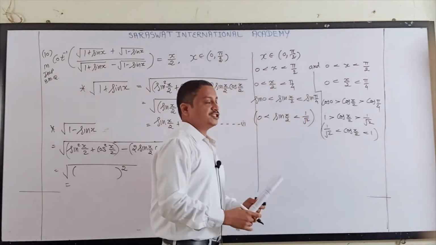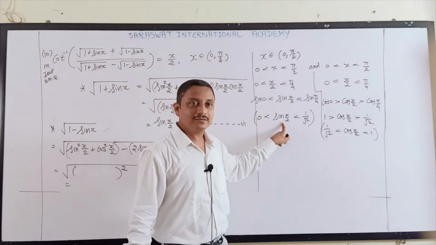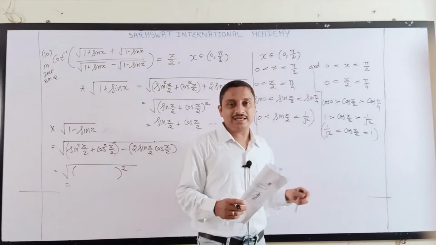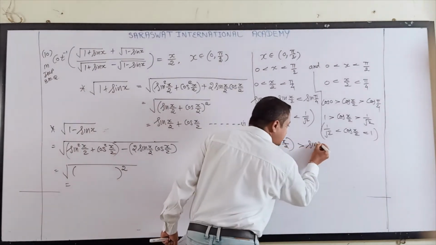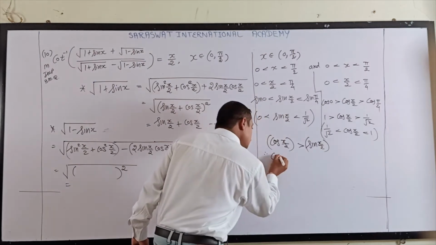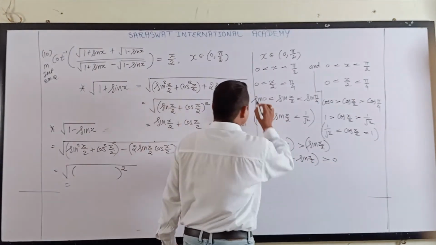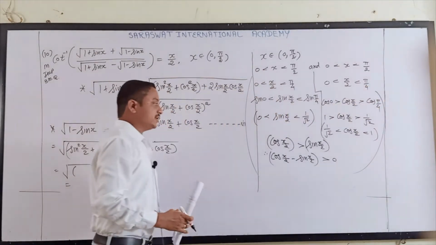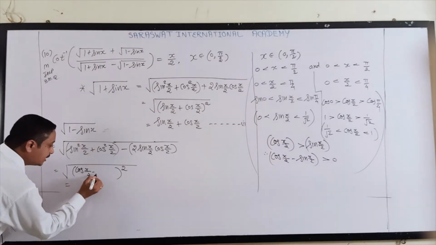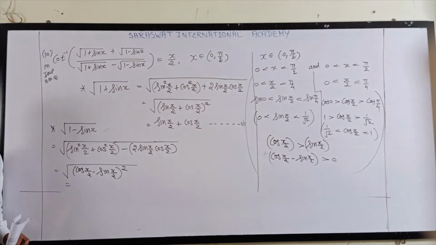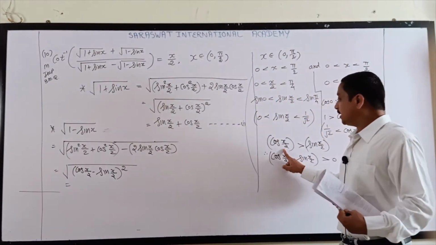Definitely, check, what is the highest term? Yes, 0 to 1 by root 2 is sine, and 1 by root 2 to 1 means cos is highest. So can I say cos x by 2 is greater than sin x by 2? So cos x by 2 minus sin x by 2 is greater than 0, this principle I just utilize here. That's why here I write cos x by 2 minus sin x by 2 whole square. You cannot say sin minus cos whole square, because what is the highest?